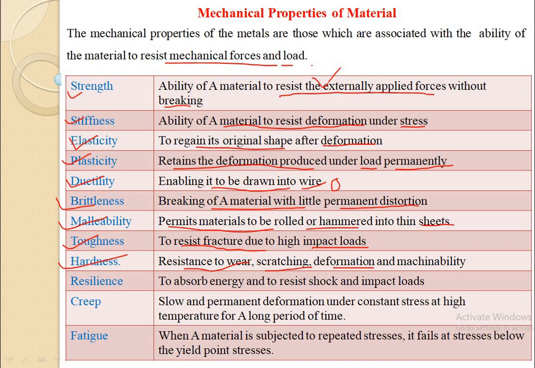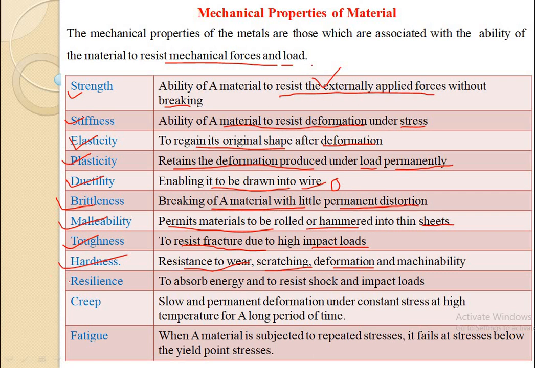The best example of hardness is the scissors that we use. It has hardened properties. It does not get scratched, and it does not show any scratching, deformation or wearing action. This is the example of hardness. It resists the wear action.